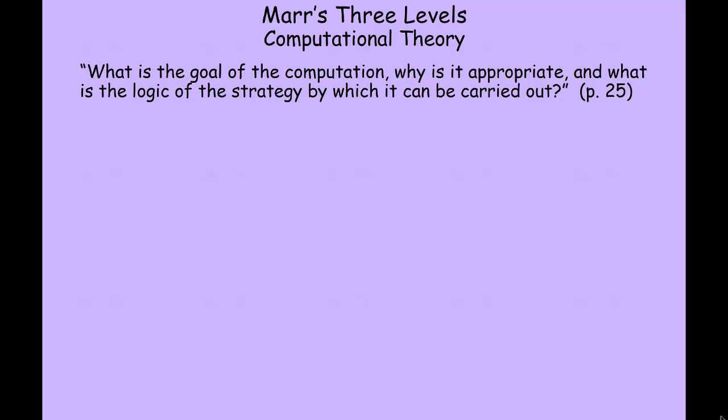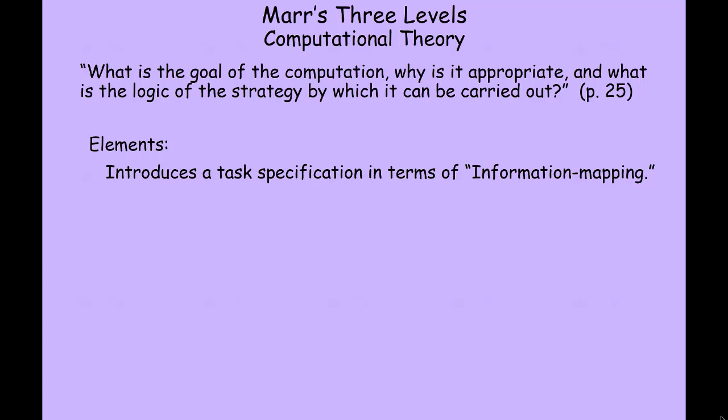And so we can think of the computational theory as giving us certain elements of our computational explanations. It introduces a task specification in terms of an information mapping. What are we starting from, and what are we trying to make inferences to? A beginning and an ending. And this corresponds to the way I talk about idealized task functions, the inputs and the outputs, the function that characterizes them.